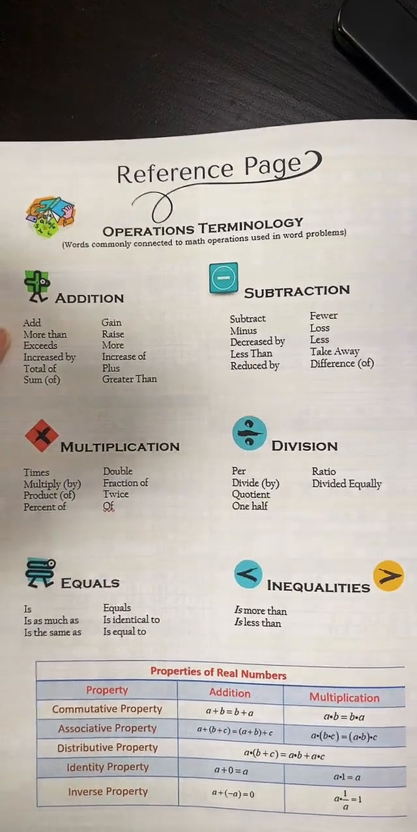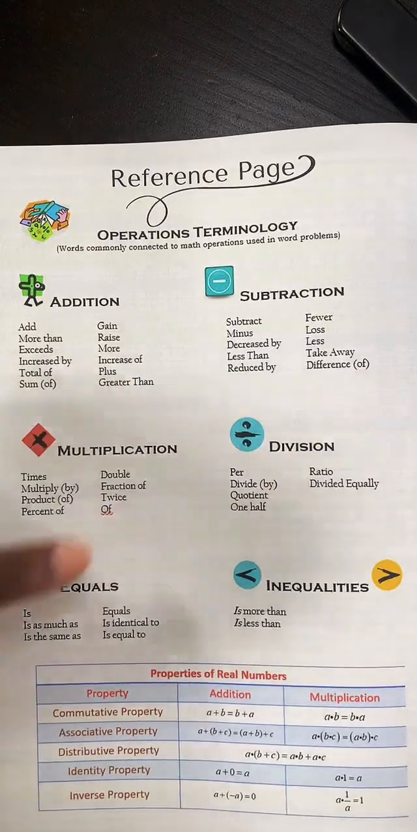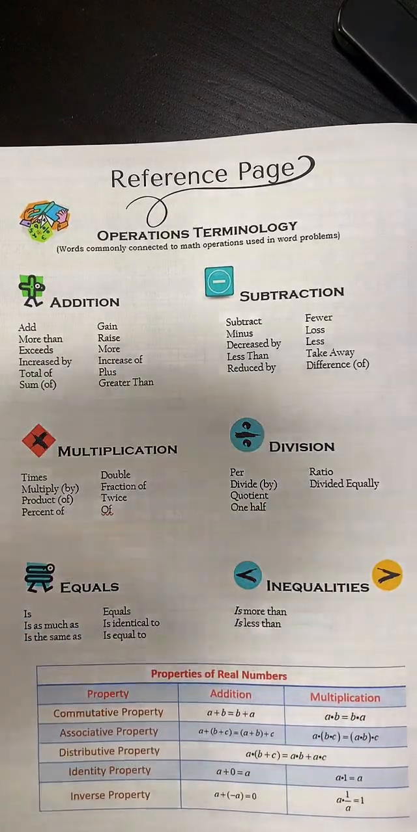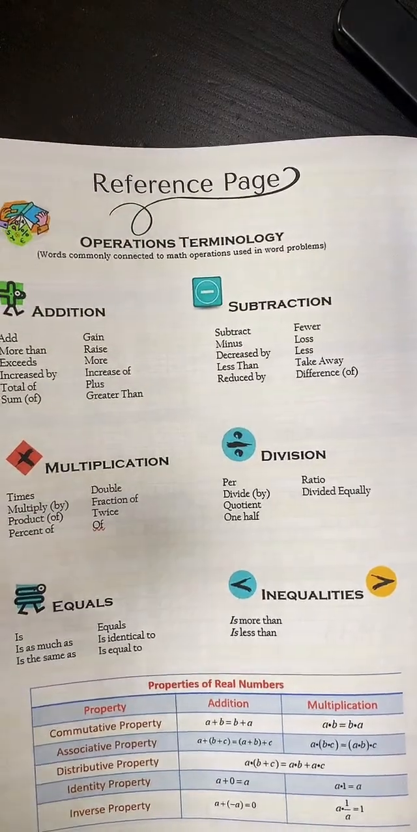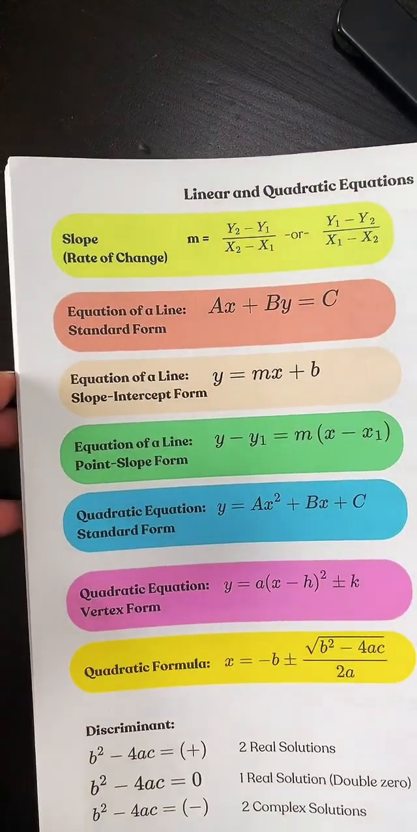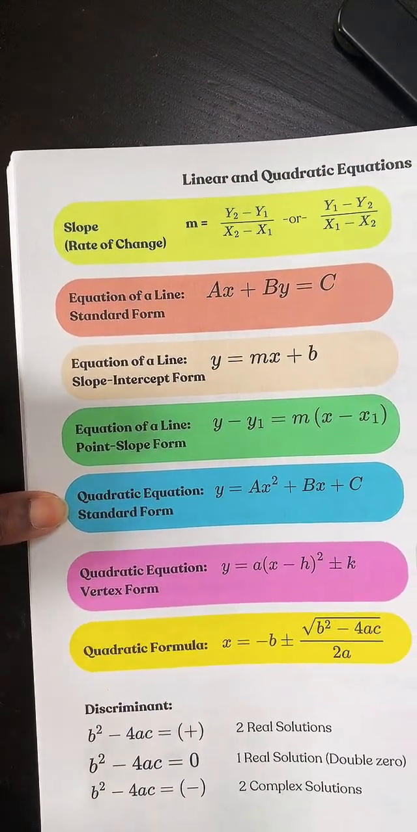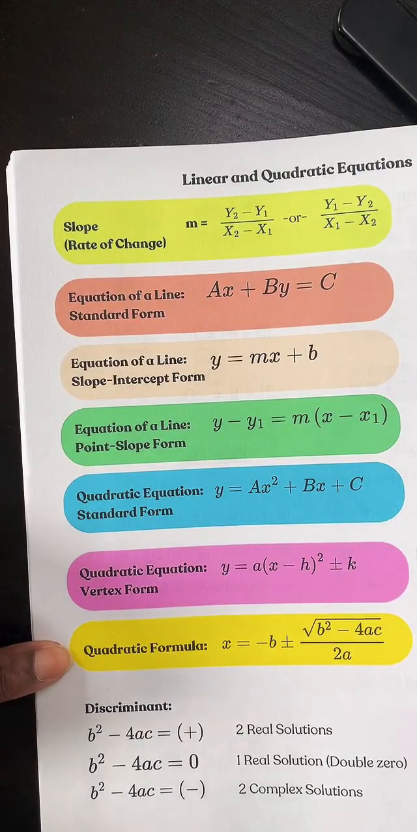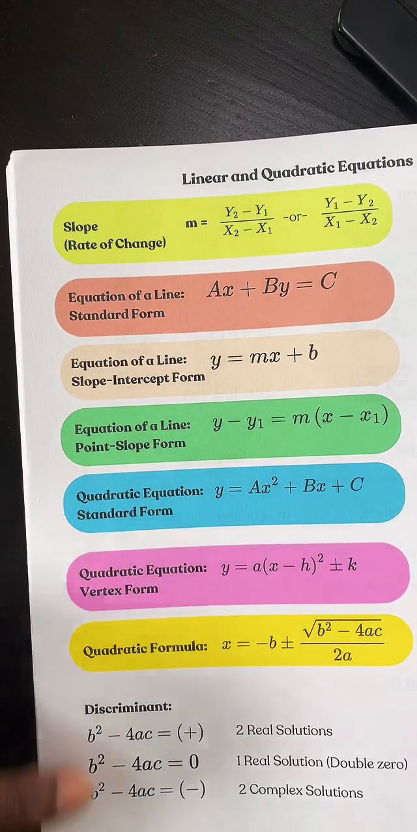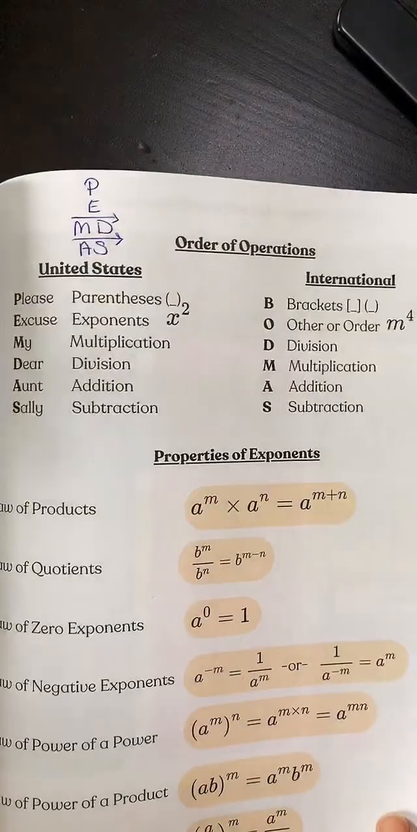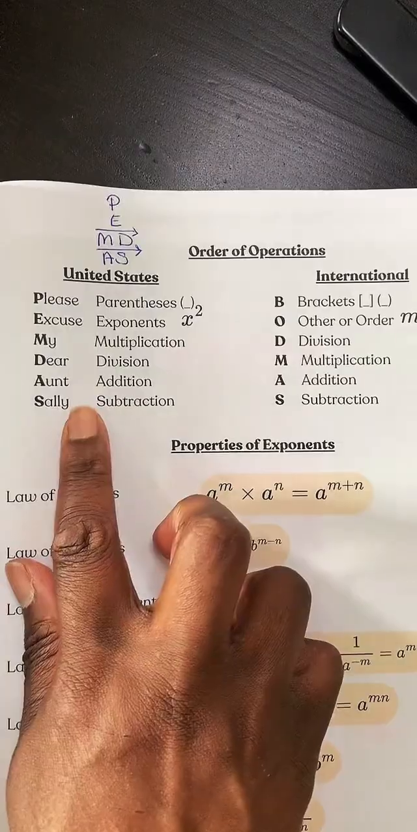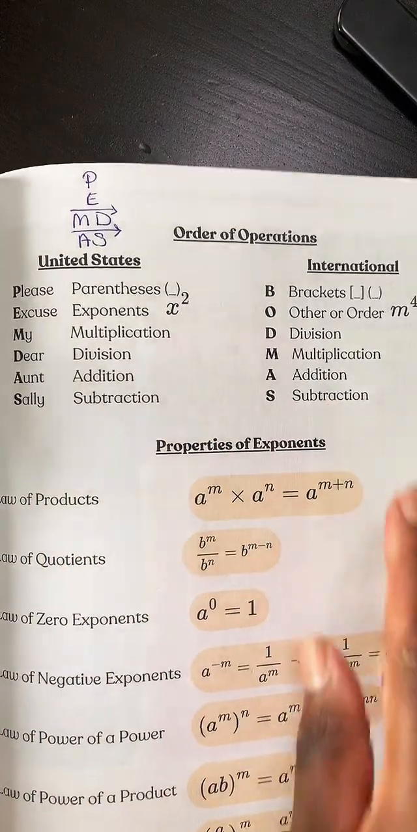So we have our adding, subtracting, multiplying, dividing, equals, inequalities. These are the most popular words that are used in most word problems. As well as, hey, we got our linear and our quadratics. That looks familiar, standard form. Then this was the quadratic formula. And then you have your discriminants and all that. As well as your order of operations. So we're looking at it from the US side and also the international side.